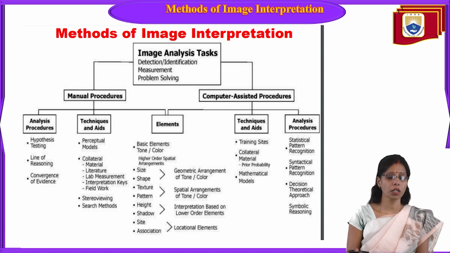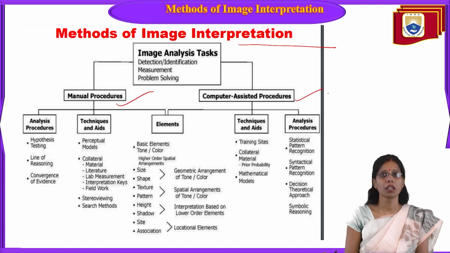Now when you talk about methods of image interpretation, in image analysis, the two methods we use are manual procedures and computer assisted procedures. Manual is about the analog image, and computer assisted means it's a digital one, right?